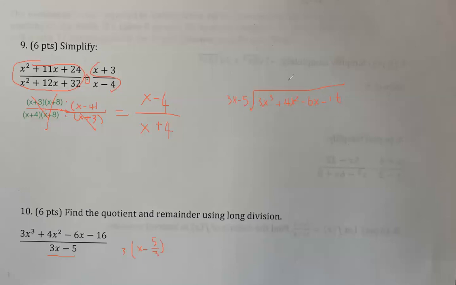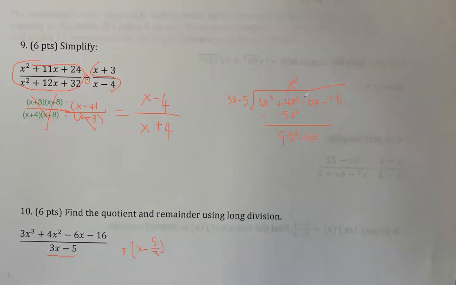So we need x squared in the quotient. So 3x times x squared, we get the first term. Then we multiply negative 5 with x squared, we get negative 5x squared. Then we subtract. When we subtract 4 with negative 5, we get a positive 9x squared. So minus 6x.